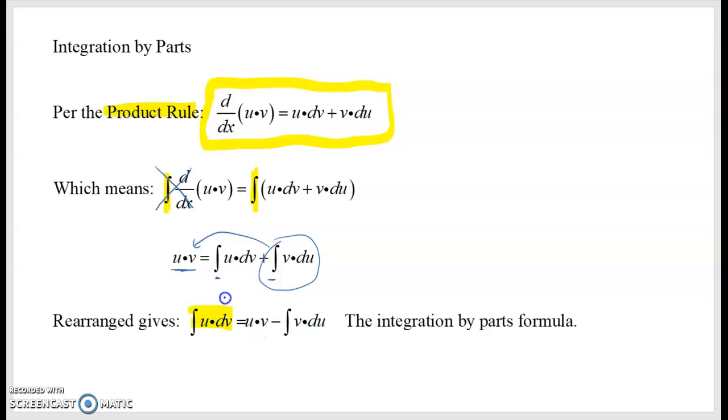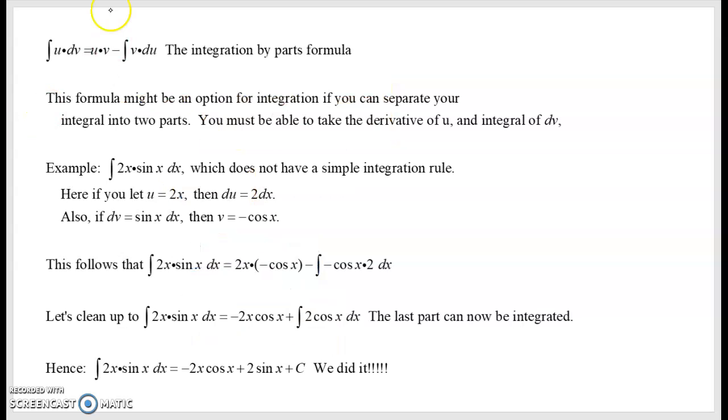So that integration by parts formula that we're going to use, at least for right now, is the integral of u dv equals u times v minus the integral of v du. So we just took the product rule, reversed it, and kind of isolated one part. So let's try and see this in action here. So let's kind of skip down to my example here, where we're going to have the integral of what I had, 2x, and then times the sine of x dx.